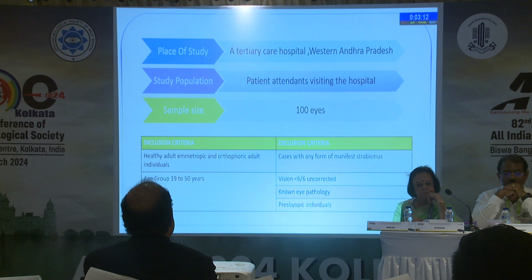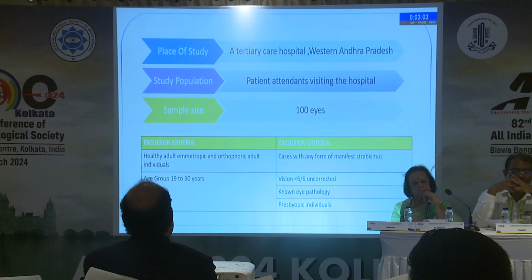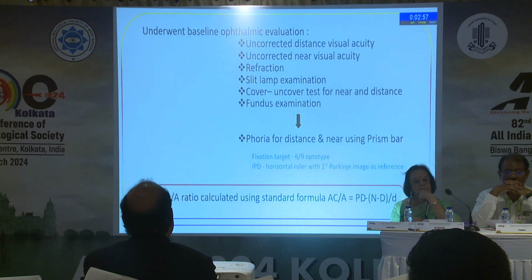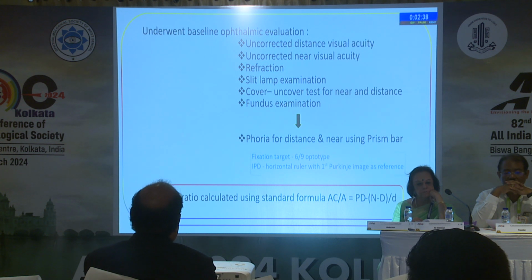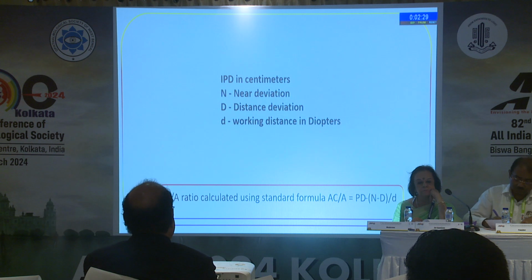We selected 100 eyes of attendants of patients visiting the hospital, healthy eyes with no refractive error or eye pathology. The age group selected was 19 to 50 years. They all underwent baseline ocular investigation in the form of refraction, slit lamp evaluation, cover-uncover test for both distance and near, and fundus examination. The foria for distance and near was determined by prism bar, with a fixation target of 6 by 9. The IPD is measured by a horizontal ruler with the first Purkinje image as reference. AC by A ratio is calculated using the formula.